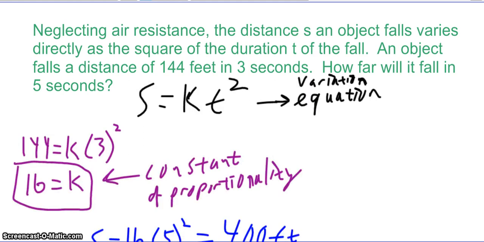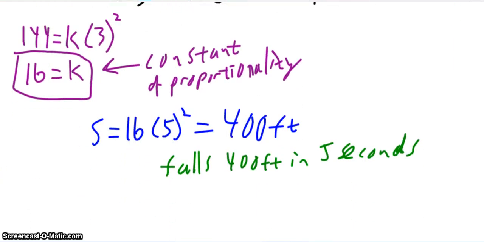Okay, so our variation equation should be S equals kt squared, since S varies directly as the square of the time. So then if we plug in the 144 for S and the 3 for t, we can solve for k, and we get our constant of proportionality is 16. And then we want to find how far will it fall in 5 seconds, so I plug in the 16 and the 5, and I get 400 feet, and I answer in a little phrase or sentence, it falls 400 feet in 5 seconds. We should always answer word problems in a sentence to demonstrate to ourselves and to the reader that we understand what it is that we actually found.